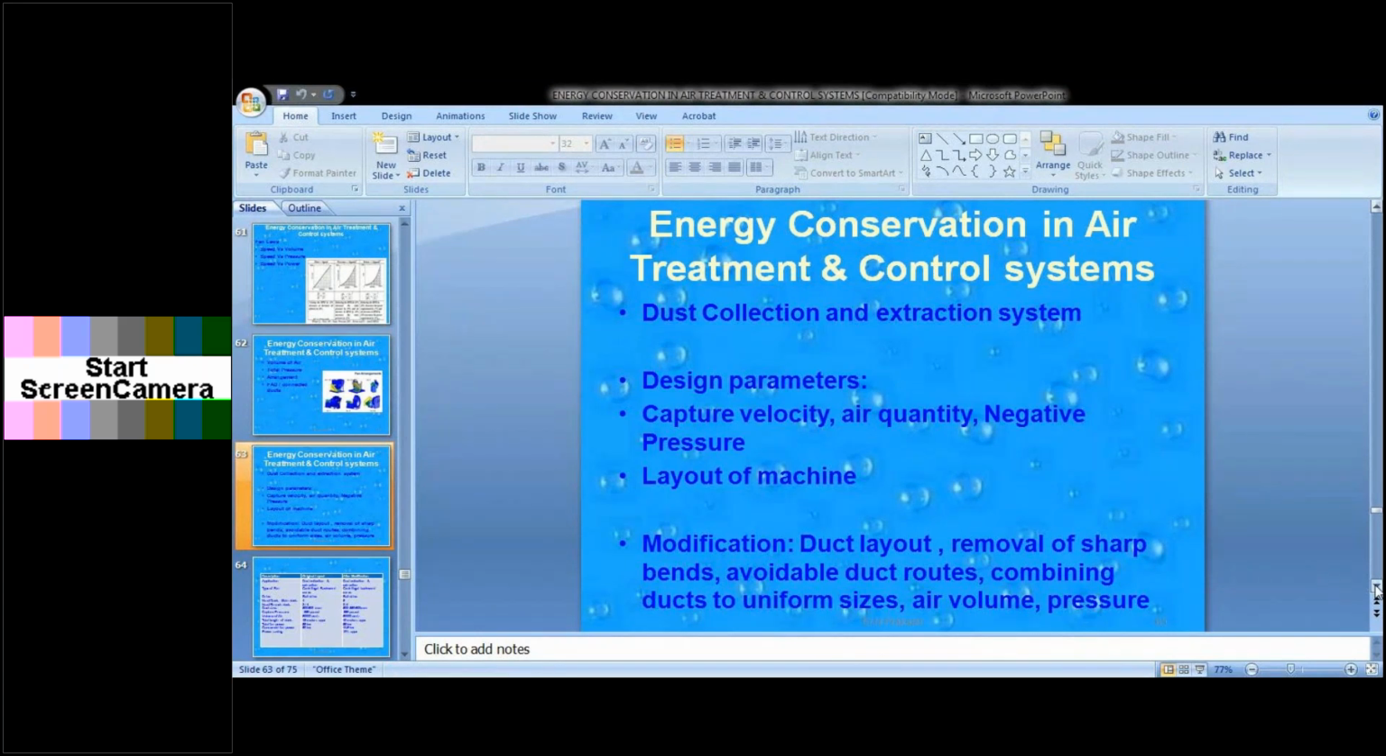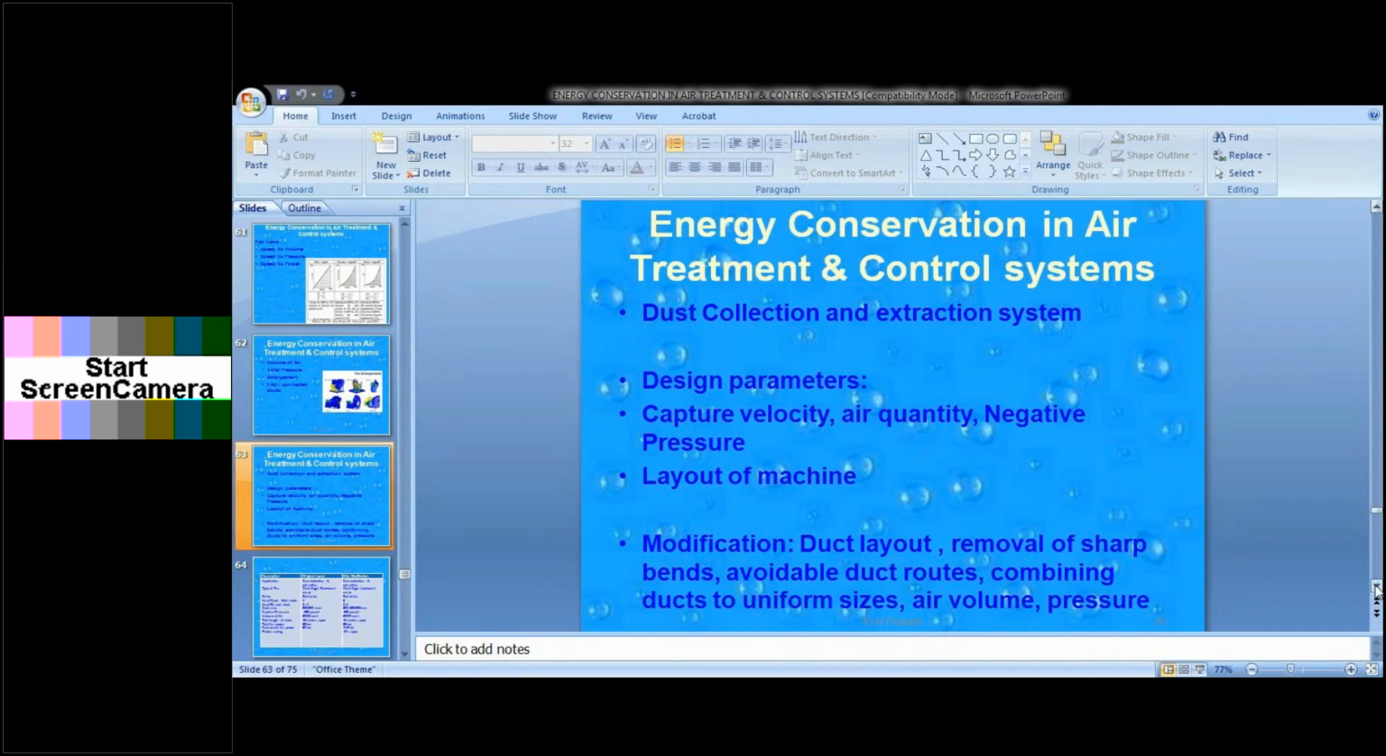Then the layout of the machine: you will find in the manufacturing process layout, there will be a 50 to 100 meter area. Different machines will be at different locations. So you have to collectively take all the air from the machines. So that layout is very important. Once you see the layout, then you know the distance from one machine to another machine, the distance the air has to travel, the duct sizes, and what diameter we have to give.